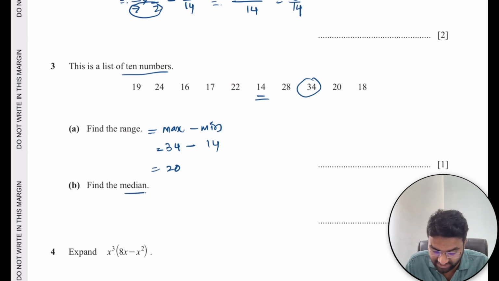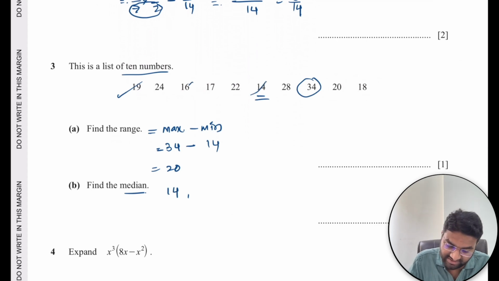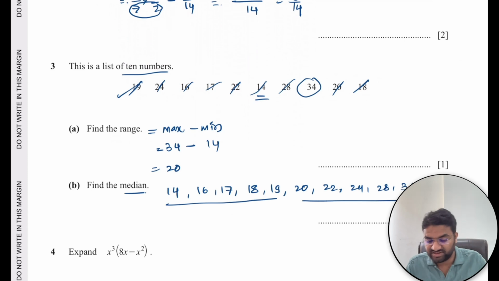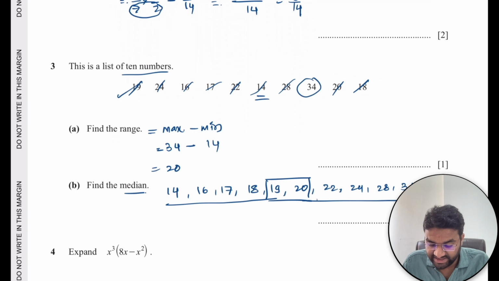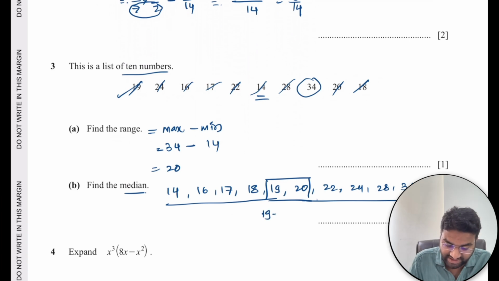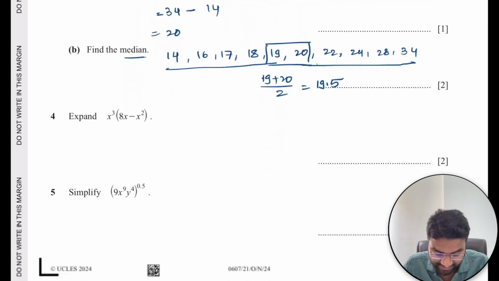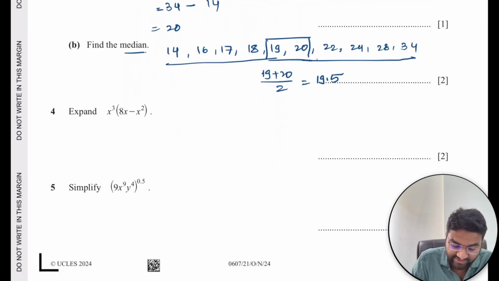Then next, the median. To find the median value, you have to write these numbers in increasing order: 14, 16, 17, 18, then 19, 20, 22, 24, then 28 and 34. So we have 5 numbers on each side. To calculate the median, we take the average of 19 and 20. So 19 plus 20 divided by 2 is equal to 19.5. That's the median.